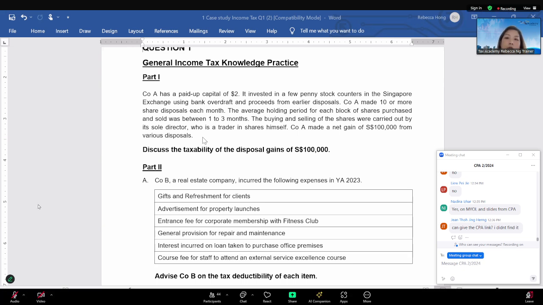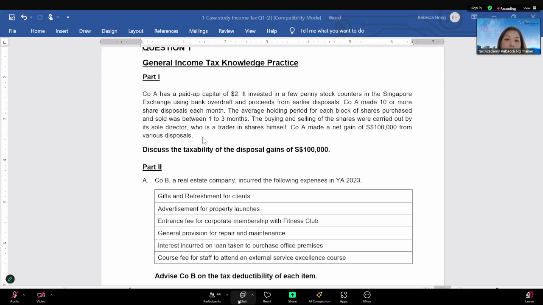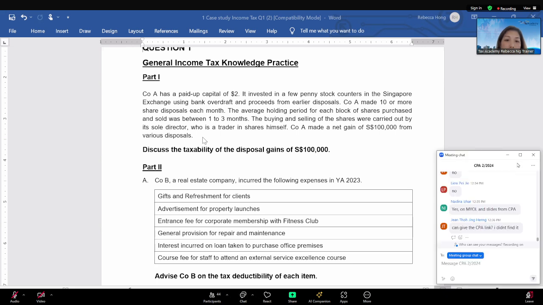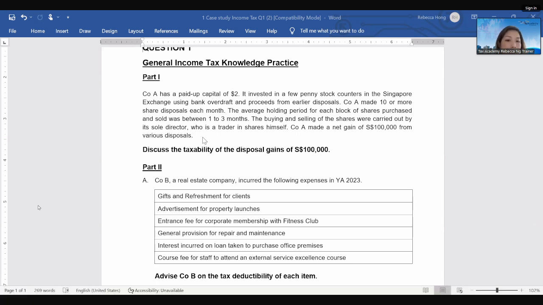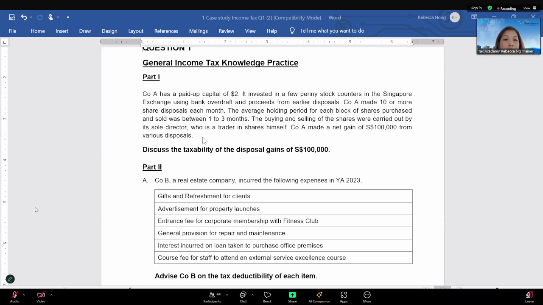Okay, so just now we have touched on badges of trade, right? So we want to see whether it is trading or not. We will look at the badges of trade. Correct? So first of all, to determine the taxability of the disposal gain, we will need to first consider whether the gain is capital or revenue in nature. If it is capital, it is not taxable. If it is revenue in nature, it is taxable.